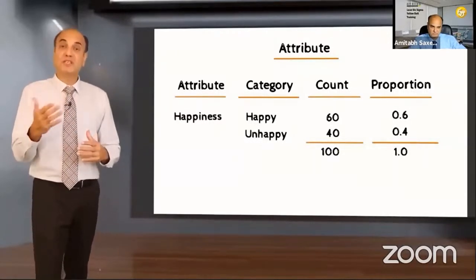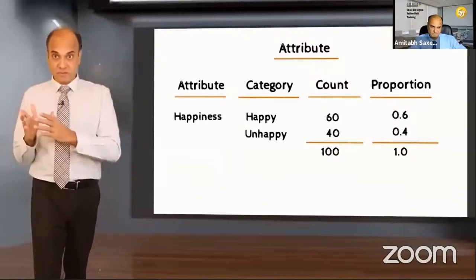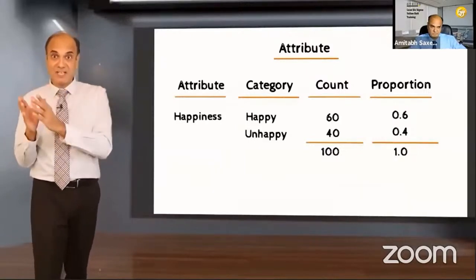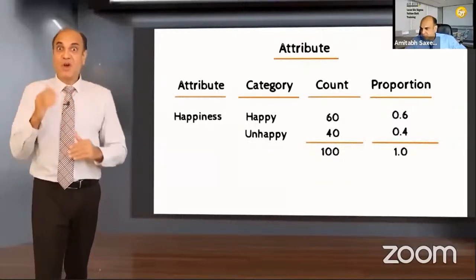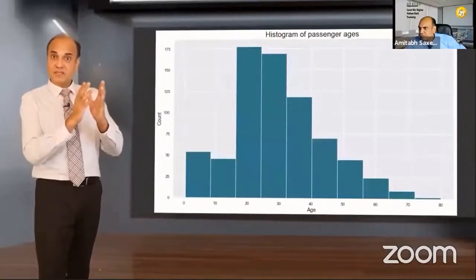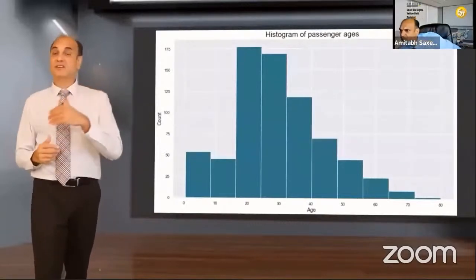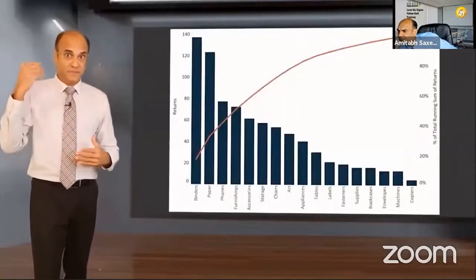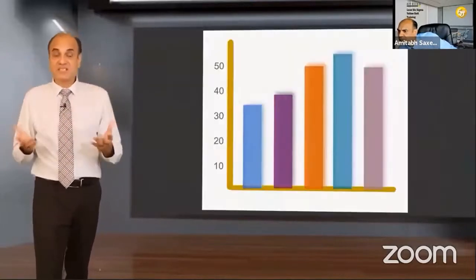And it is very important to understand what is continuous data and what is attribute data, because the tools which you are going to use in the measure and analyze phases depend on what type of data you are dealing with. If you are dealing with continuous data, then you might use histograms. If you are dealing with attribute data, you may use pie charts or Pareto charts or bar charts.